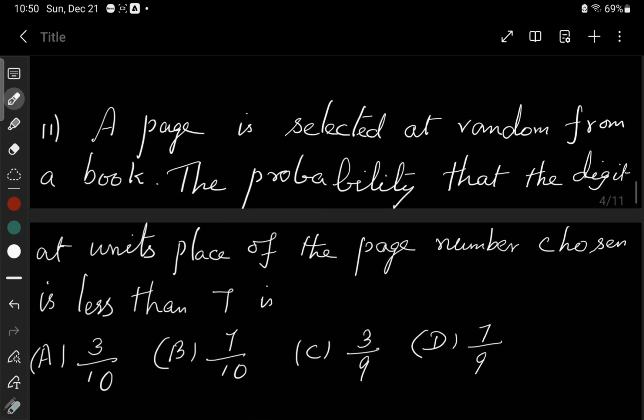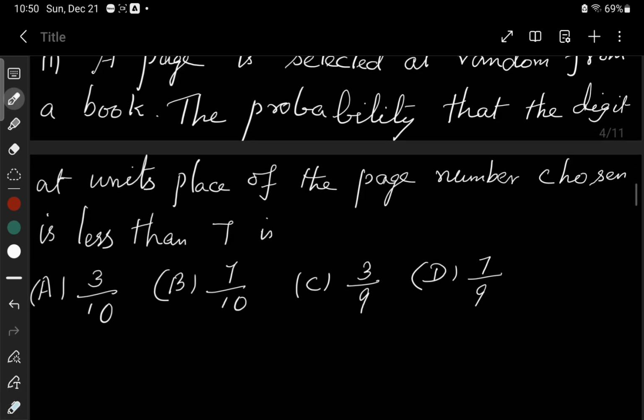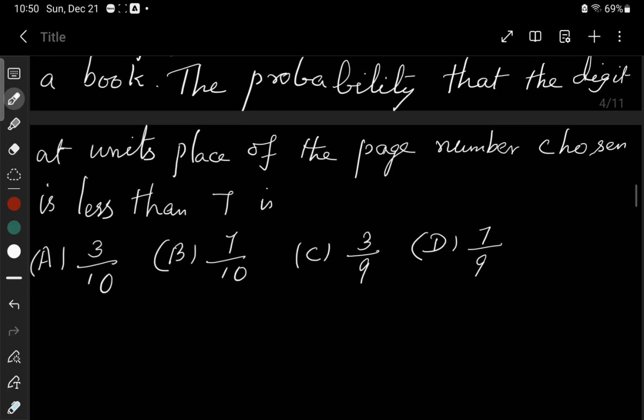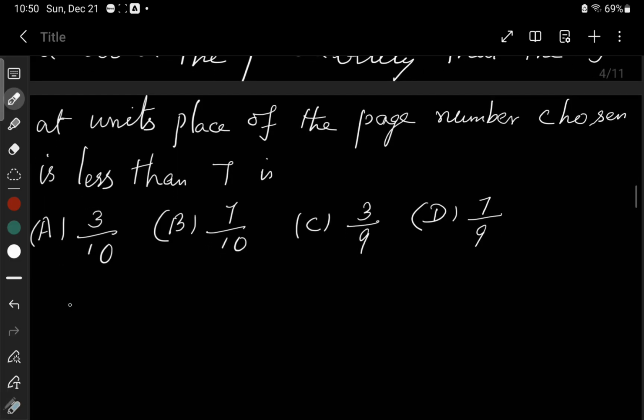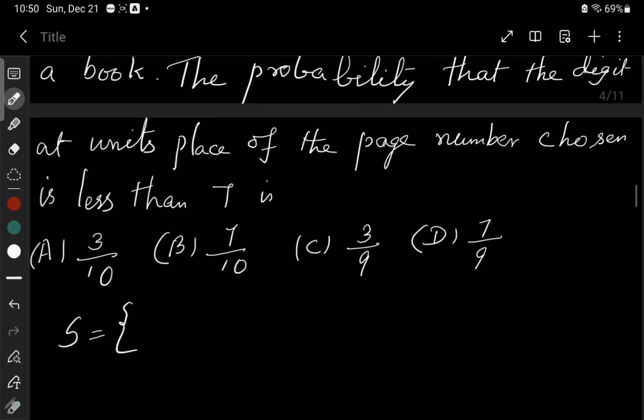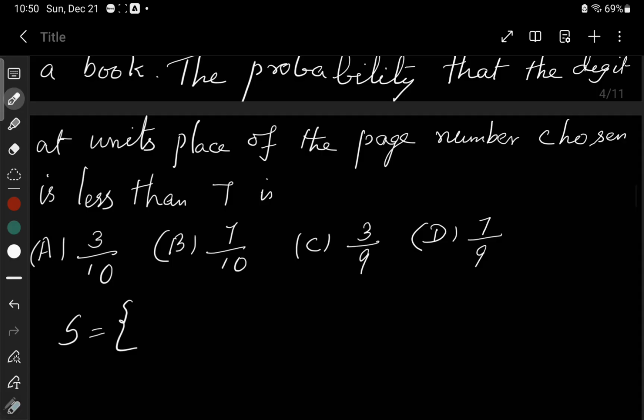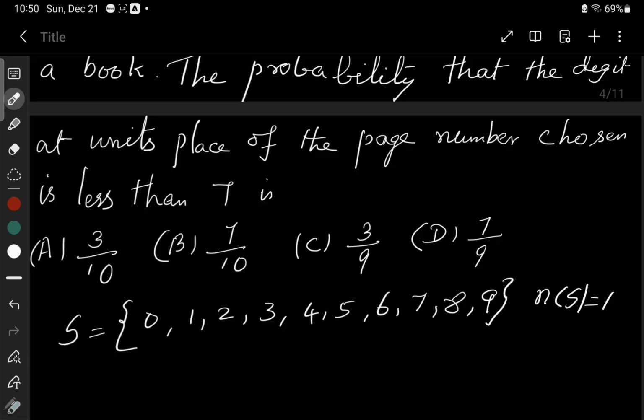Next is, a page is selected at random from a book. The probability that the digit at the units place of the page number chosen is less than 7. See, the page numbers in the book may start from 1, 2, 3, and if it is a 2-digit number, it may be 10 also, 20. So the unit digit may be 0 also: 0, 1, 2, 3, 4, 5, 6, 7, 8, 9. So how many elements are here? N of S is equal to 10.